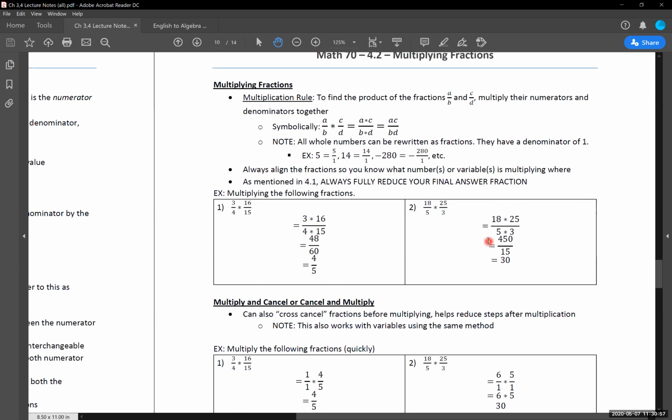So that gives us 450. 5 times 3, that's going to give us 15. And we're saying, okay, can 450 over 15 be reduced down? And it can. And we get 30 for our final answer, which is really handy.